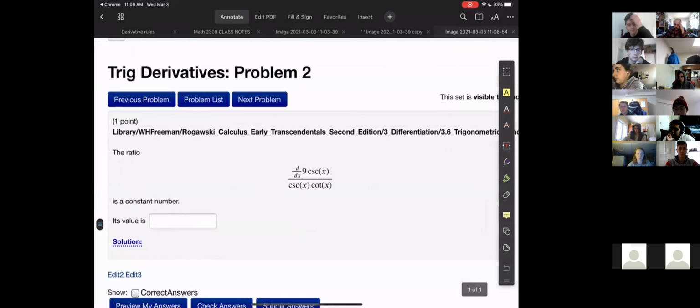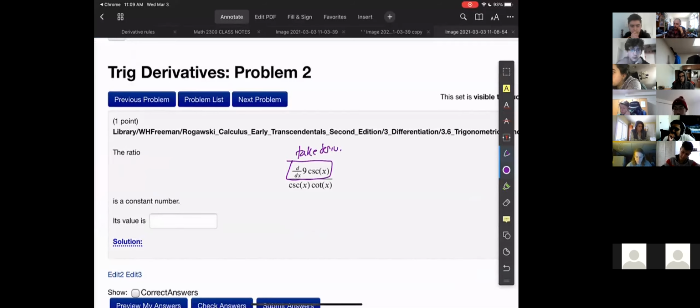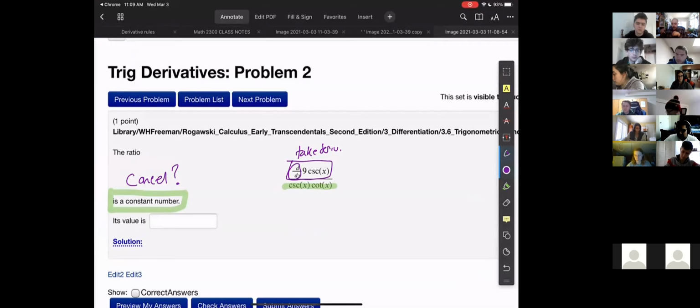So this is telling us that we're taking the derivative of something in the numerator, right? That's what this means. Take the derivative. That's what the d over dx part means, right? And then in the bottom, we're not taking the derivative. So the bottom is just staying the same. And what it says is it's going to simplify into a constant. And my guess is that everything's going to cancel out. And it probably has to do with whatever the derivative of cosecant is, which I don't happen to know off the top of my head.